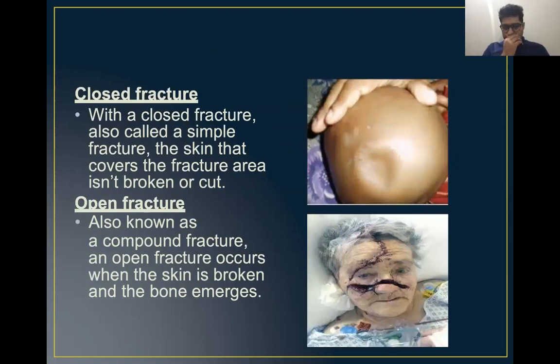So coming back to the types of fractures, this one is called a closed fracture. A closed fracture is one where there is no break in skin continuity, and the fractured bone is not separated apart. Both the bone fragments that are fractured are in continuity with each other. This one is called an open fracture. In an open fracture, the continuity of the skin is broken, or the bone emerges out of the skin. That can also be called a compound fracture.